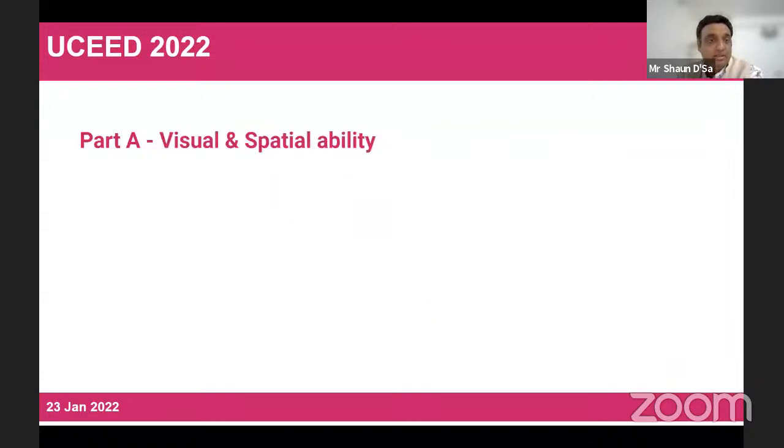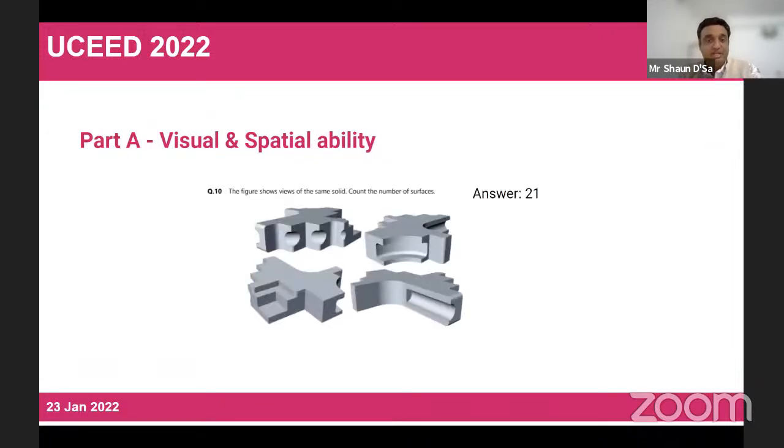Now, I also spoke about the syllabus. Visual spatial ability is nothing but your ability to see things visually, and in your mind you're able to perceive things in 3D. Extremely important for designers and architects. Typical kinds of questions: count the number of solids, count the number of surfaces. It is a very important test for designers and architects.